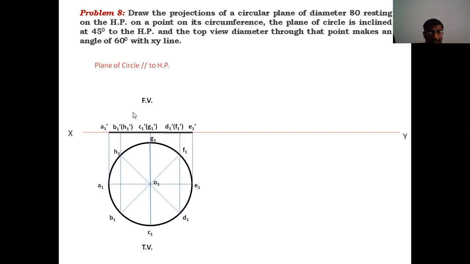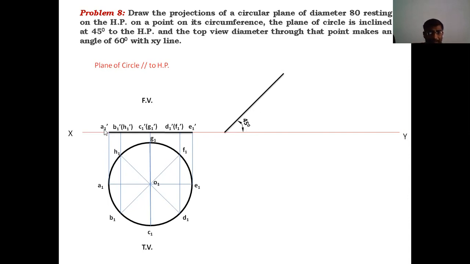These 2 positions will be obtained when the plane of the circle is parallel to HP. Plane of circle is parallel to HP, then we will get these 2 views. Okay. In the next stage, we have to rotate this line because the surface inclination is 45 degrees to HP. Rotate this line at an angle of 45 degrees.